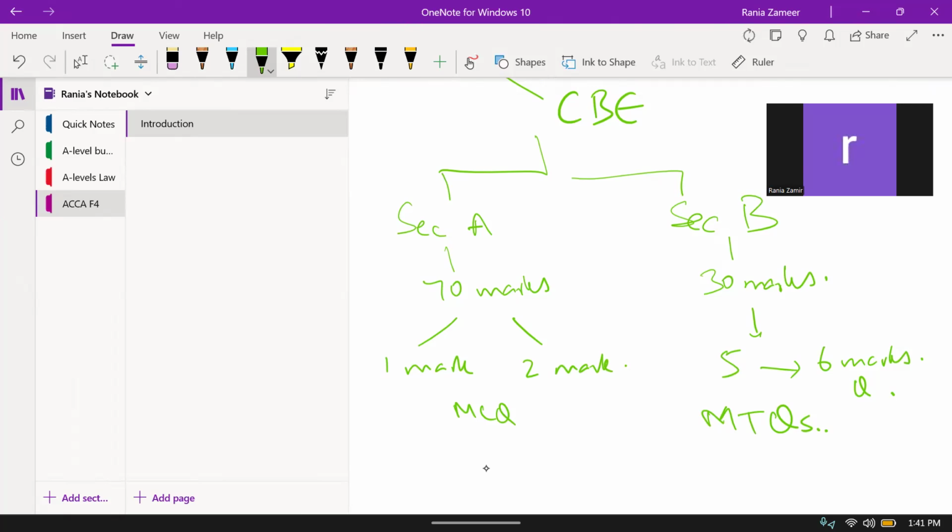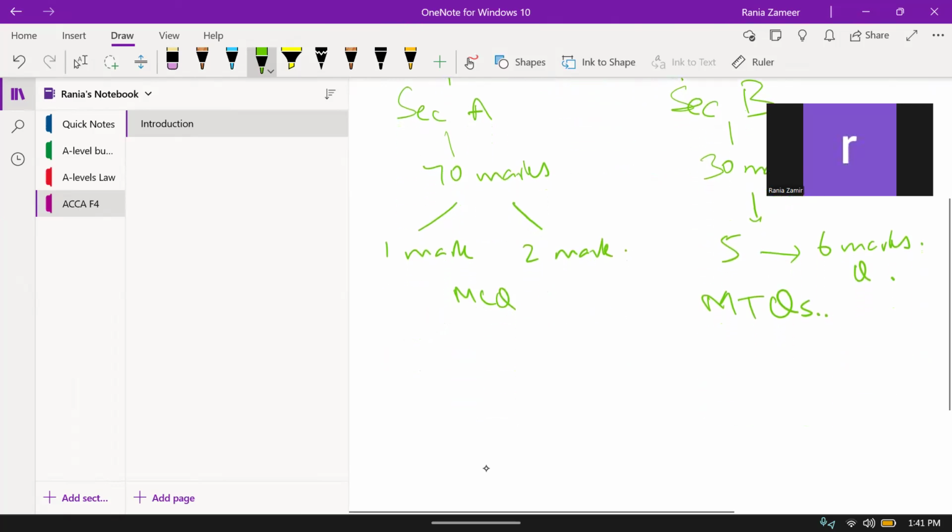I've been teaching F4 for the past, I think, 12 years now, maybe more, and I've also been teaching FBT, which is F1. For some very awkward reasons, students think this is very difficult. Every time I have a discussion with my students and they're worried about something related to the exam, it's the MTQs. They think the MTQs are going to be very hard, and oh my God, how are we going to do this?